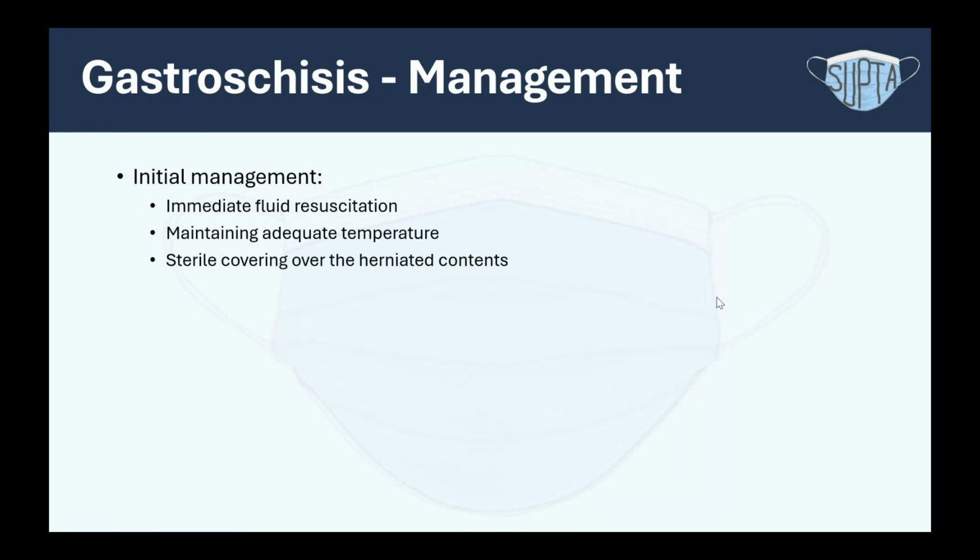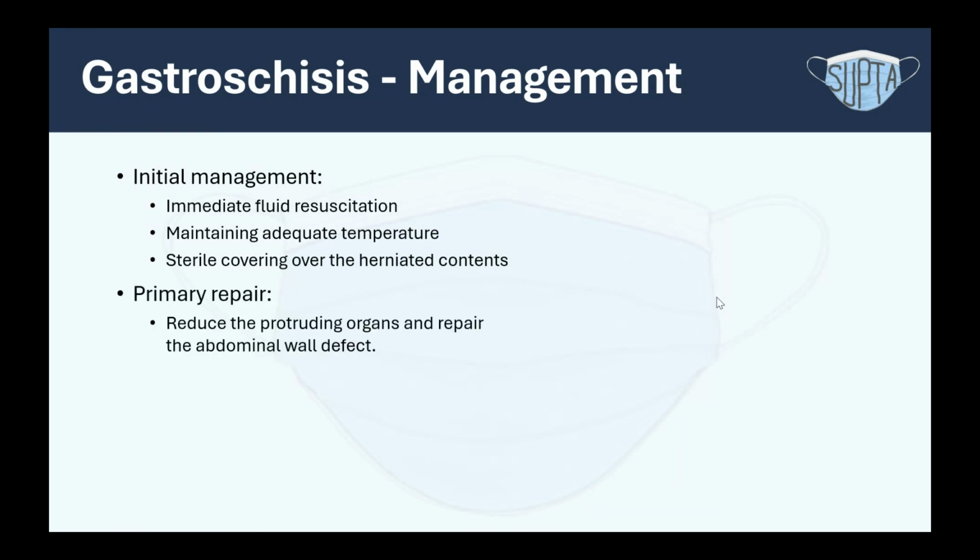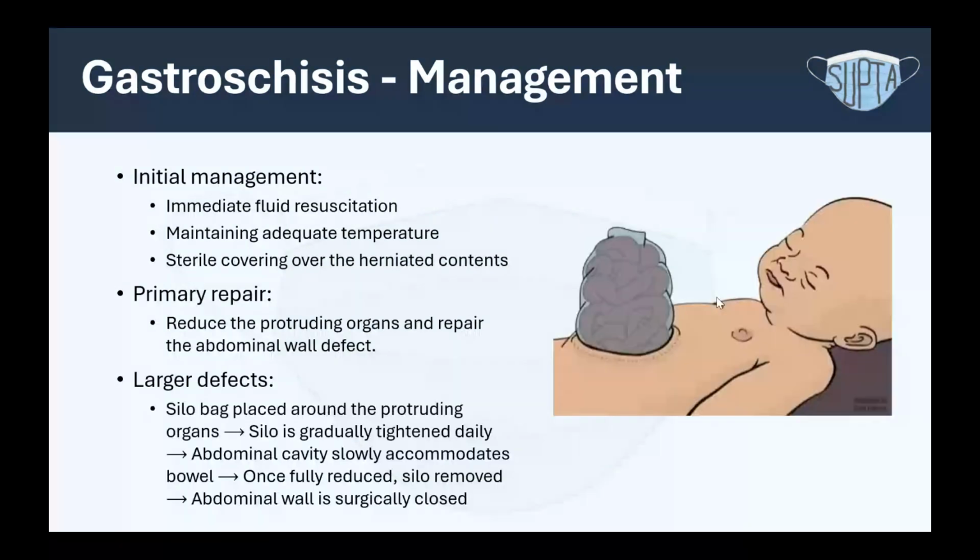So once you do that and the baby is stabilized, you can now go for surgical repair. If the defect is smaller, you can do a primary repair. You're going to try and reduce the protruding bowel. You're going to do this very gently, and then repair the abdominal wall defect. Otherwise you can use a silo, or saddle bag. This is essentially a little bag where you can put the bowel within it, and the bag gradually pushes the organs into the abdomen.